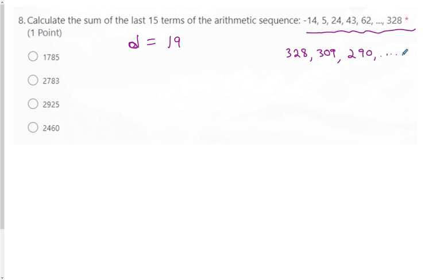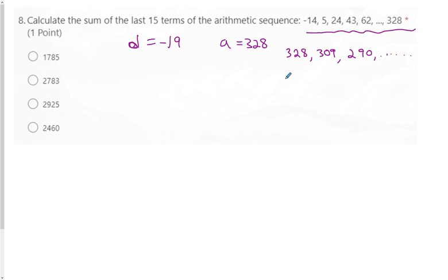And that's continuing on. Now this we would find much easier. This sequence has a common difference of negative 19. It's going down by 19 each time. And our first term, our a value, is 328. So that's my tip for this: think about it backwards. Start with the 328 and think that we're going down by 19 each time, and we're going to add up the first 15 terms of that sequence. That's a much easier problem to solve.